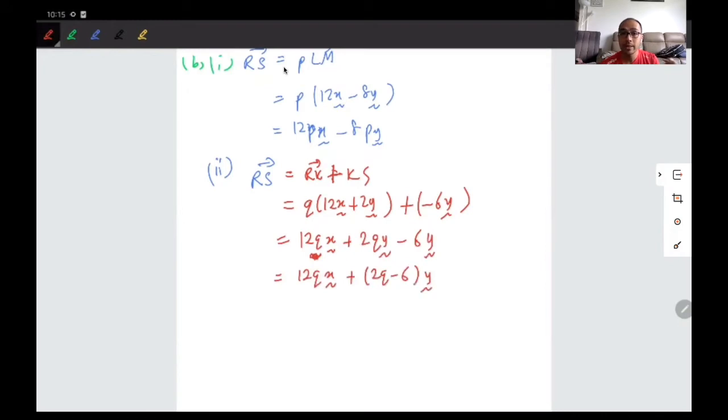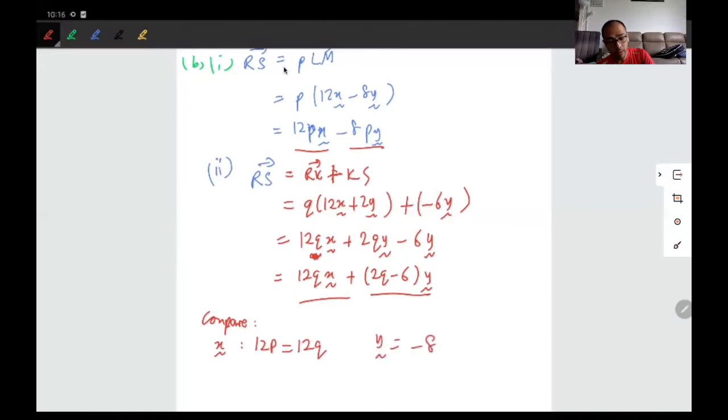And this is how we will find P and Q. We compare. When you compare the x vector, you will get 12p equals to 12q. And when you compare the y vectors, you will get minus 8p equals to 2q minus 6.